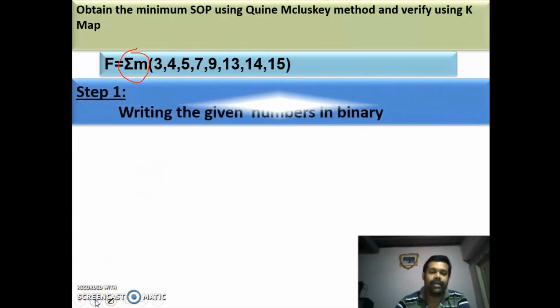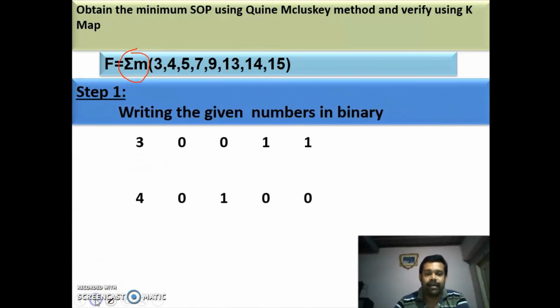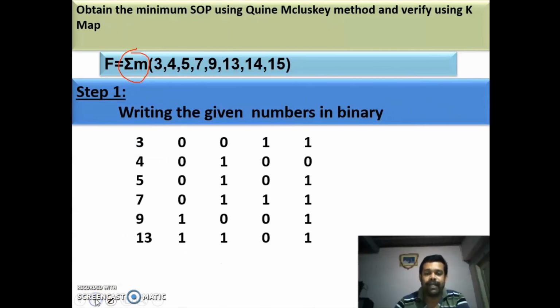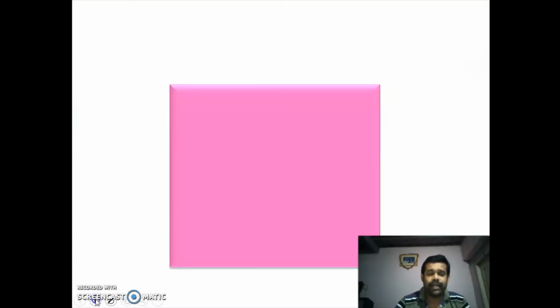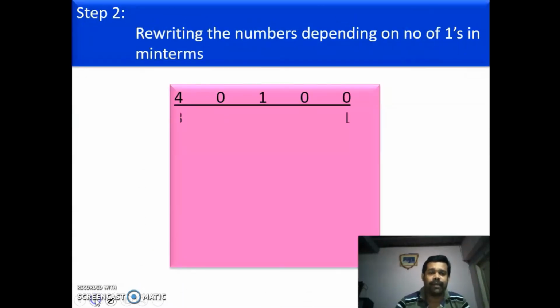First, we have to write these numbers in binary. Since we have 15, we need 4 variables to represent. So we are writing all the minterms using 4 variables. Then we write them depending upon the number of ones we have.